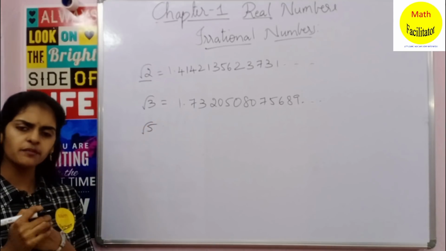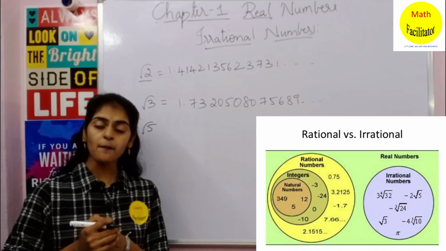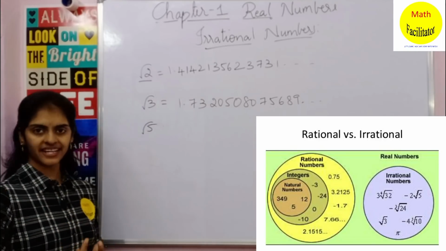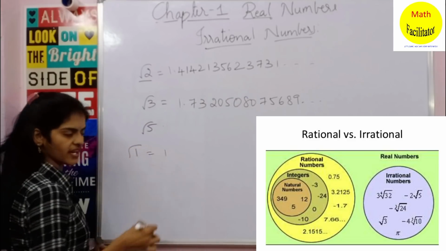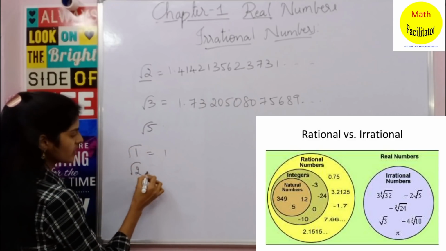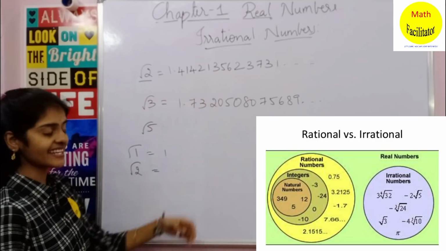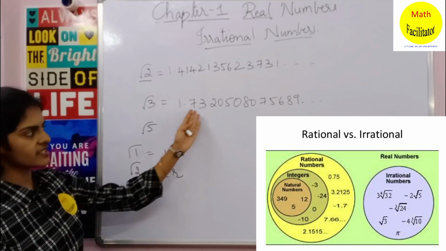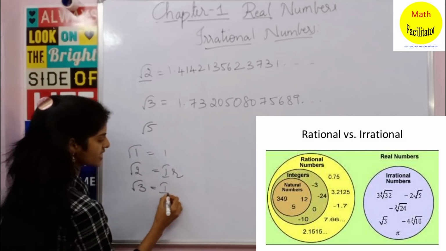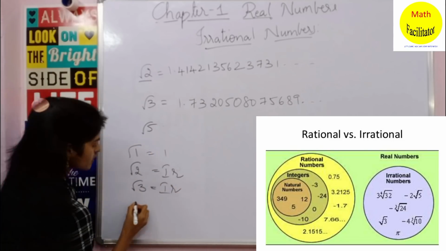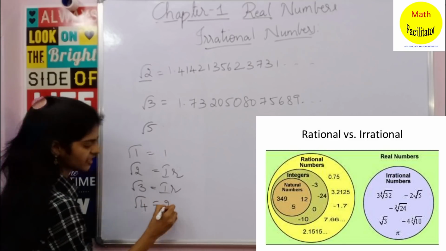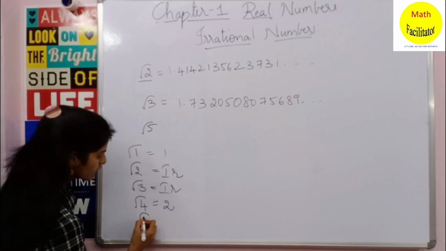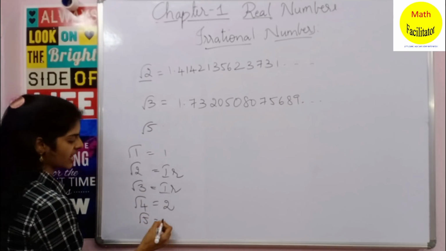In simple words, the numbers which are not perfect squares are called irrational numbers. For example, root 1 is 1. Root 2, the value is this, so it is an irrational number. Now root 3 is also an irrational number. Now what is root 4? Root 4 is nothing but 2. So 4 is a perfect square number. And root 5 is again an irrational number.